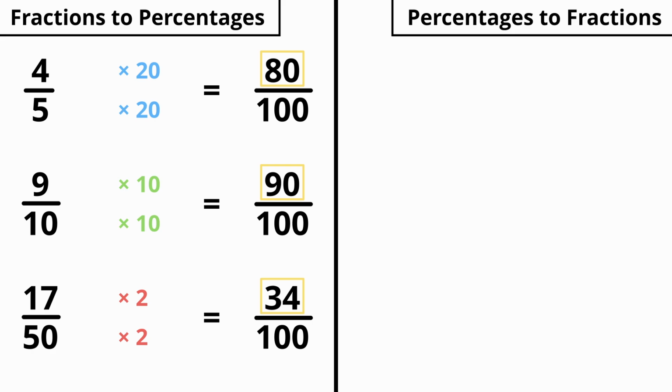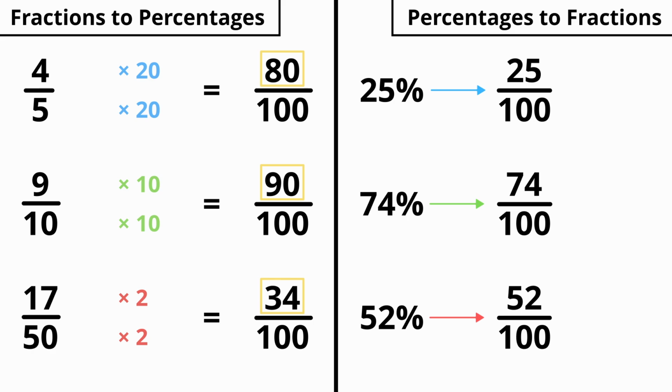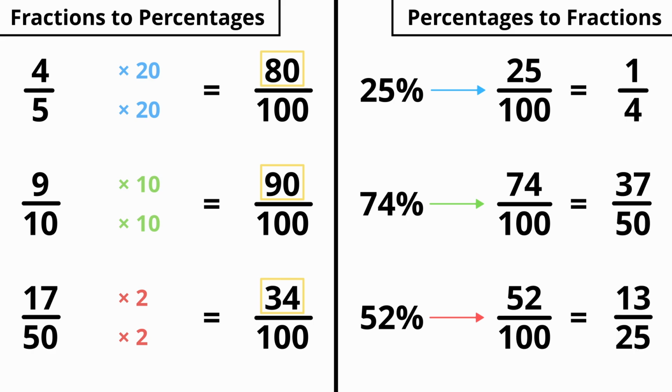To convert a percentage into a fraction, you need to do this method in reverse. First put the percentage into a fraction over 100, and then simplify it to get it in its simplest form. To do this, just divide the numerator and the denominator by the highest number that goes into both. This is also known as the highest common factor, which is something I'll cover in more detail in a future video. With a calculator, you can just type in the number over 100 and press equals. This will immediately get the fraction in its simplest form.